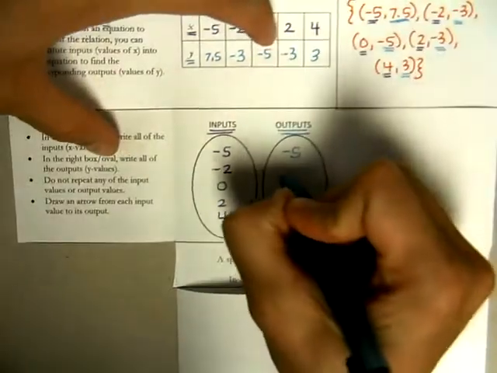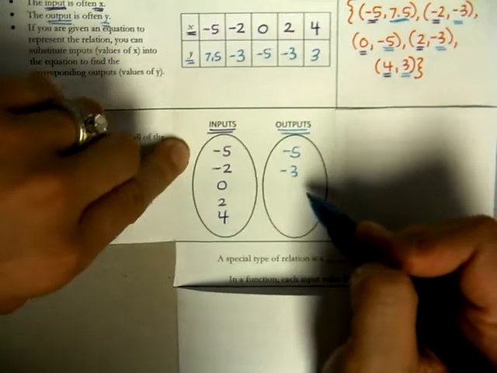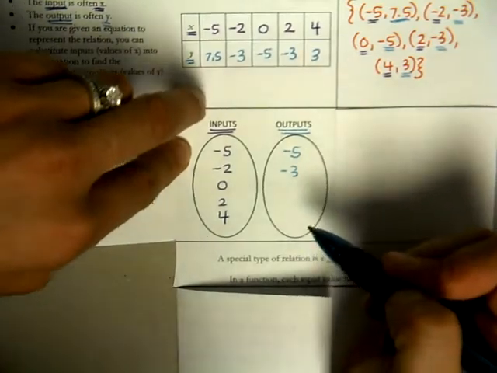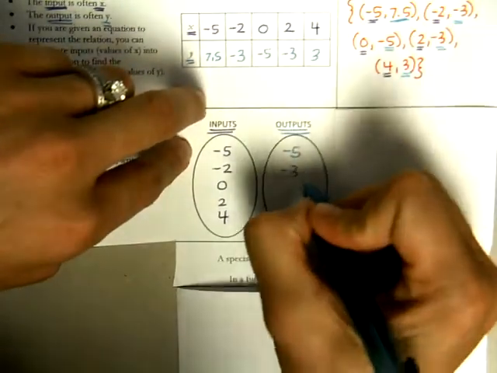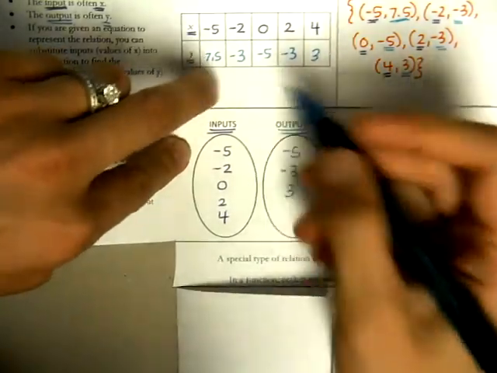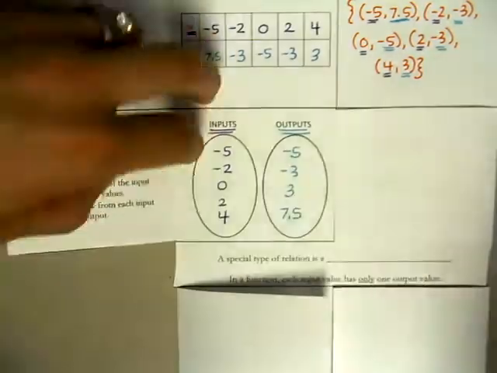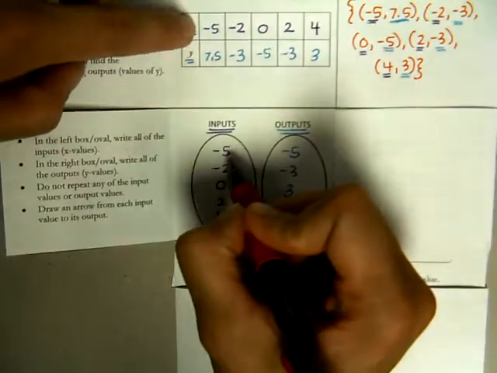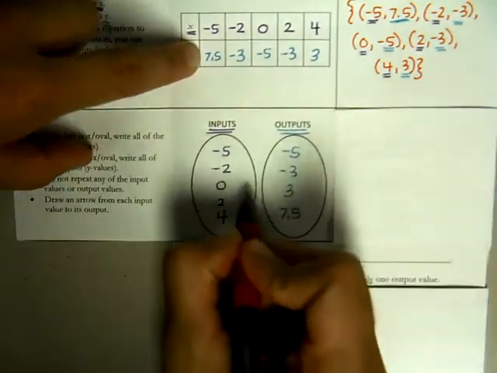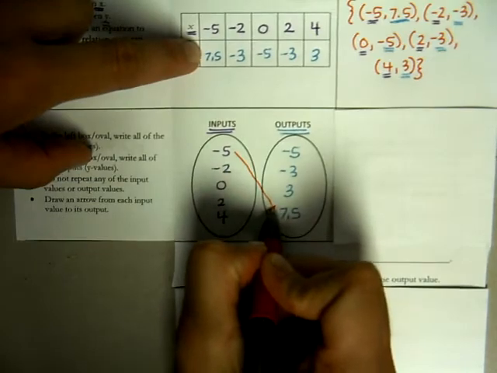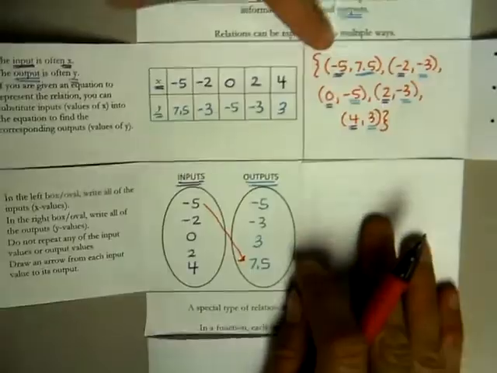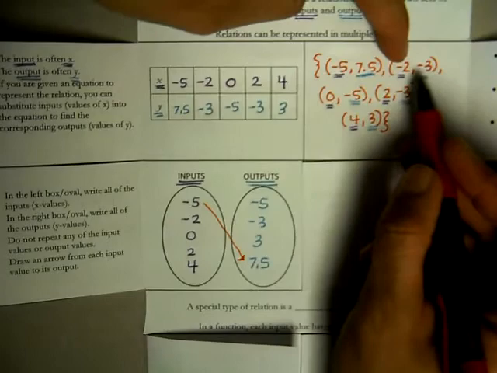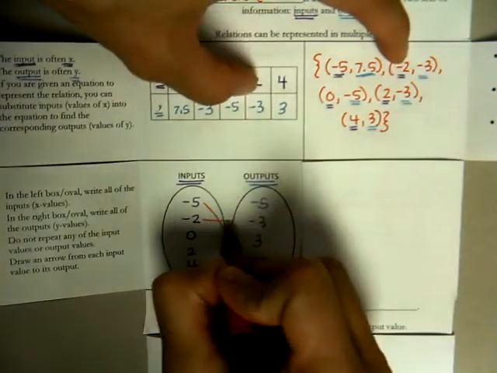So we start with -5, then we have a -3. Now I see -3 twice here, but I don't need to write it twice in the outputs. And we'll show you why in a second. And then the next number in increasing order would be 3, and then 7.5. And so what you do for a mapping diagram to show which input corresponds to the output, you start with the input, and I see the input of -5 has an output of 7.5, so I draw an arrow to that. Or I could look at the ordered pairs over here and say, okay, -2 has an output of -3, so I draw it to -3.